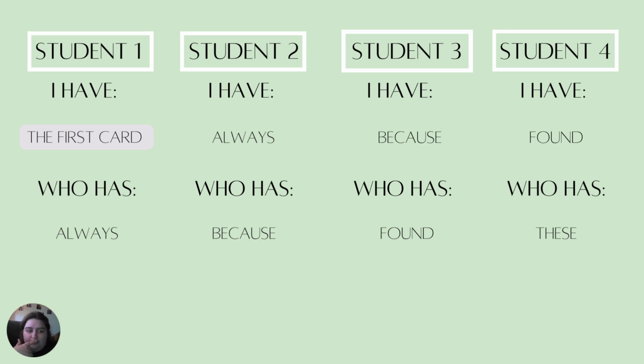The TEKS for this is Rule 110.4, number 3. It's talking about vocabulary and sight words. And so this is a great strategy to use for going over sight words in ELA.